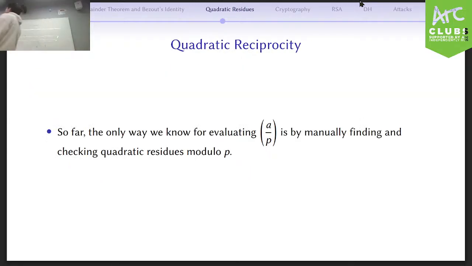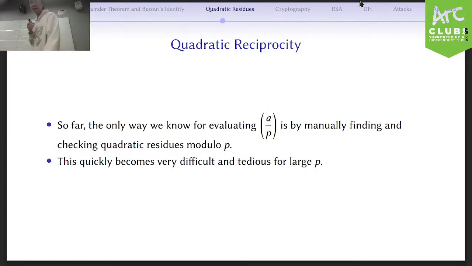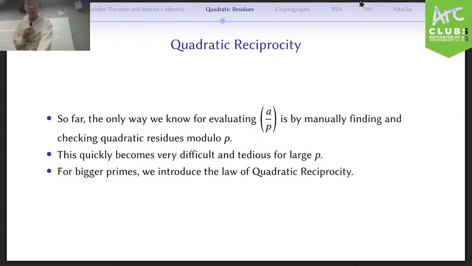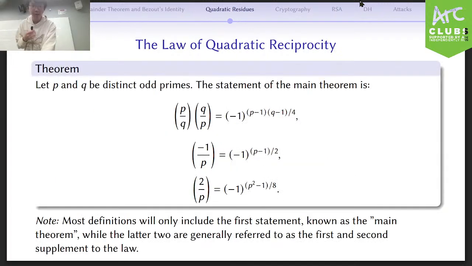Probably the coolest part is, remember from our a squared plus b squared is 4k plus 3 question, to check if something is a valid quadratic residue mod something, the best method we had so far was checking every number. Remember doing mod 4, we had to check 0 squared, 1 squared, 2 squared, 3 squared. That quickly gets really annoying for pretty big p. Like at 40, you're kind of cooked. So for bigger primes specifically, we can introduce the law of quadratic reciprocity.